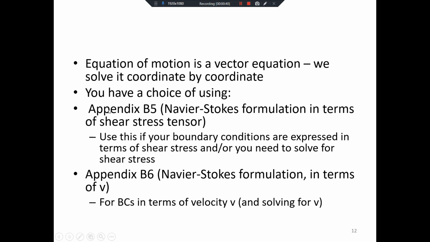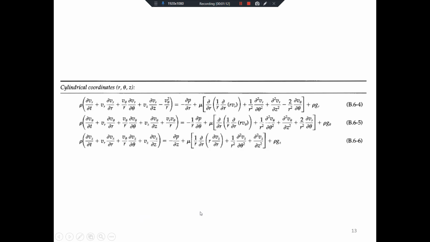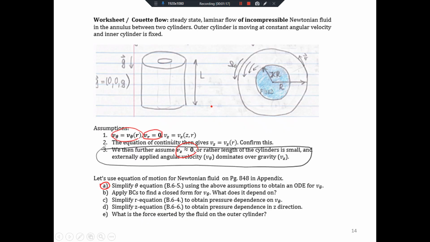So you have a choice of using Appendix B5, which is the Navier-Stokes formulation. Again, the Navier-Stokes equation is the equation of motion for a Newtonian fluid of constant density, and this is the one that we will use the most in terms of shear stress tensor. If your boundary conditions are expressed in terms of shear stress, or you need to solve for shear stress, this is the appendix you will be using. Appendix B6, which is the Navier-Stokes formulation in terms of velocity, is the one where boundary conditions are done in terms of velocity. For instance, this is Appendix B6 for cylindrical coordinates.